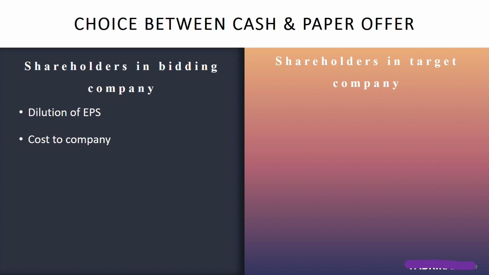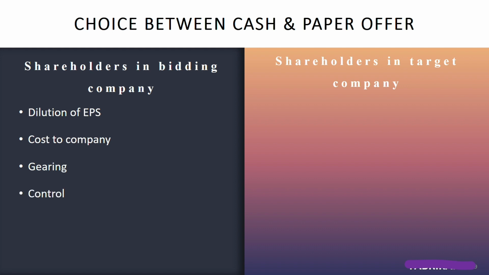When you're taking a loan to get cash, you are getting tax relief on interest. But when you're issuing shares, there is no such relief. So in this case, cash might be better. Third, gearing. If the company is already highly geared, they might not be able to take any more loans to get cash. In this condition, a paper offer, like shares, might be better.